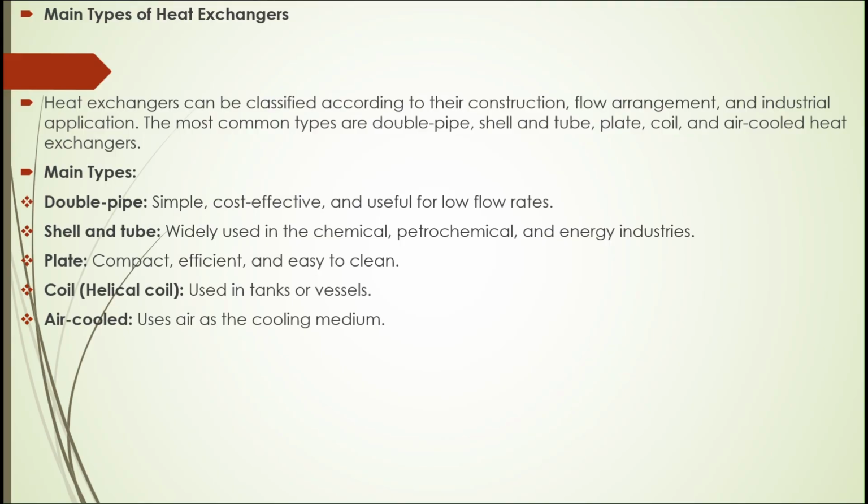Main types of heat exchangers. The main types of heat exchangers are double pipe, shell and tube, plate, coil, and air-cooled heat exchangers. Each type is selected depending on the flow rate, temperature, pressure, available space, and process requirements.